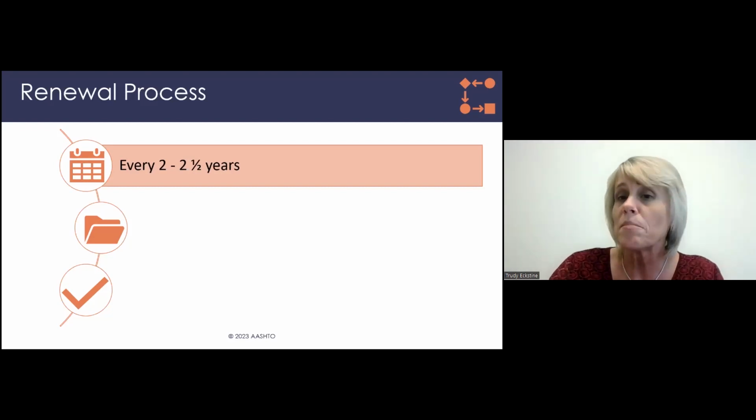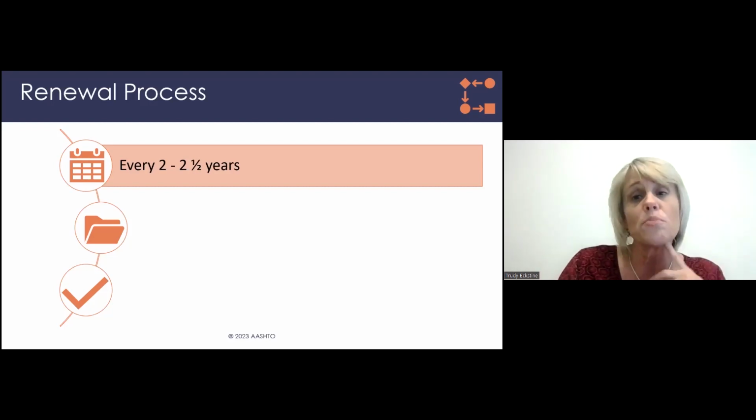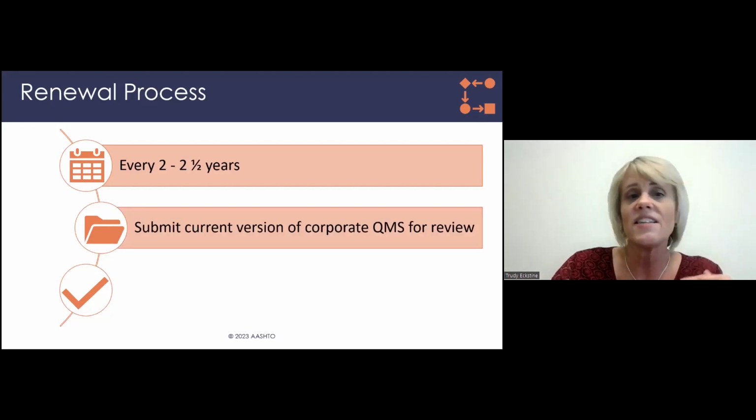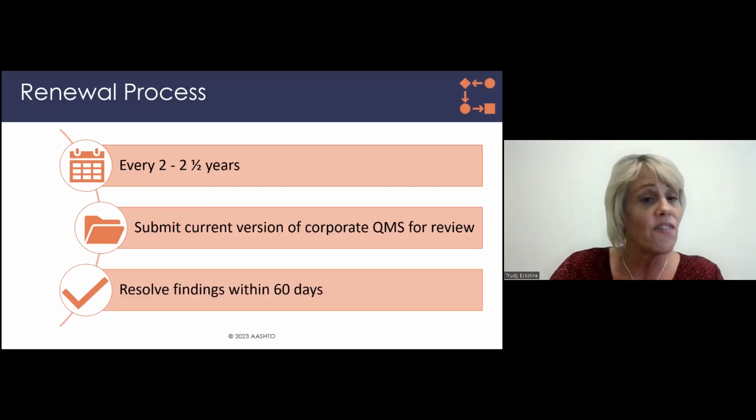It's not something that you'll have to remember. I'll reach out to you, the quality manager, and say, hey, it's time for your renewal. I'll let you know a couple months ahead of time, and I'll say, hey, send in your current corporate QMS, and we'll review it once again. And that's the next step. You're going to submit that corporate QMS for that review. And if there are any findings, the laboratory has 60 days to resolve those findings. For the most part, it's a policy or procedure. It may not have exactly the wording it needs, or we might have missed something in the first review process. But most of the time, renewals are pretty clean as far as nonconformities.